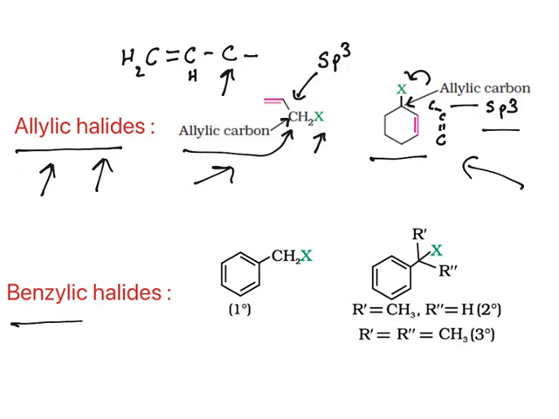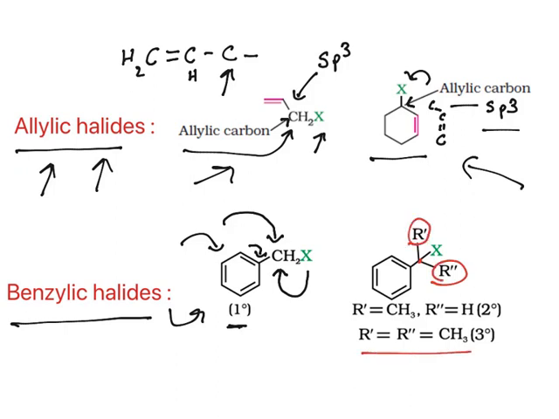The next one is benzylic halides. Now look at this, this is a benzene ring. When a methyl group is attached to the benzene ring, it is called benzyl. When the halogen is attached to this benzylic carbon, it is known as benzylic halide. Again to this carbon only one carbon is attached, hence it is primary. When do we call secondary? When this carbon has one more carbon attached, it is called secondary. If two carbons are attached, it becomes tertiary.